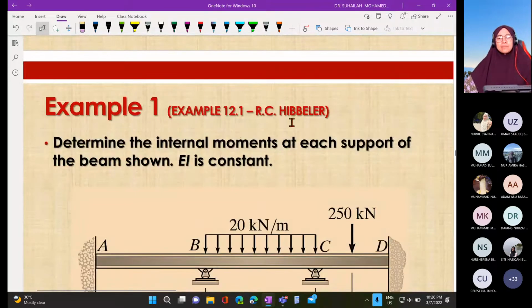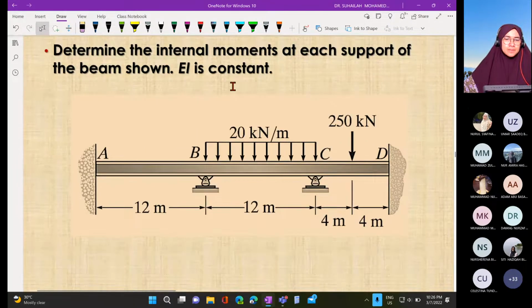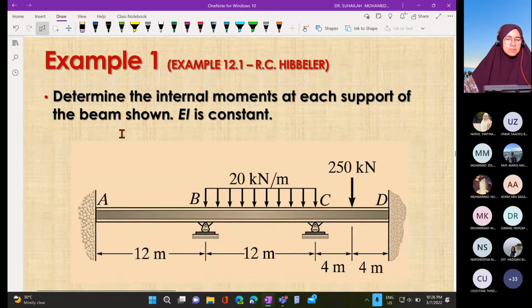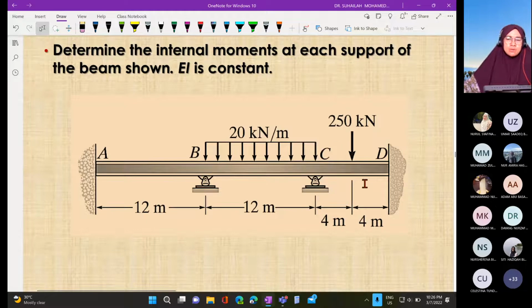Okay, so this is the example based on chapter 12.1 dalam buku teks Hibbeler. Okay, determine internal moment. As I mentioned, internal moment, member end moment, bending moment, semua ni refers to the same thing. Okay, so yang ni macam example yang saya sketch tadi lah. So in this case, A dengan D fix. A and D fix. So BC ada UDL. Lepas tu ada point load at the center.